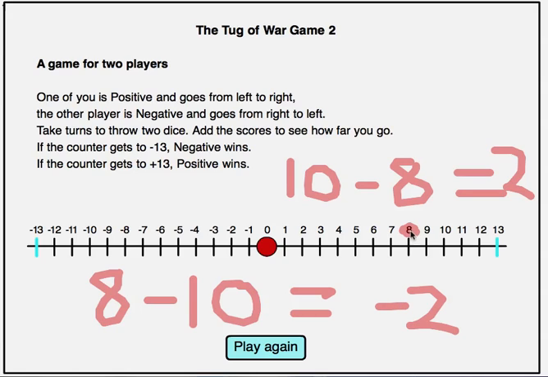Let's check on the number line. I'm on 8 and I'm going back 10. 1, 2, 3, 4, 5, 6, 7, 8, 9, 10. And yes, it's negative 2. So this is something you might want to practice. You can use this number line, use this game, and have a go subtracting and going less than 0. And perhaps sometimes thinking of it in this way round can help you find the negative answer.